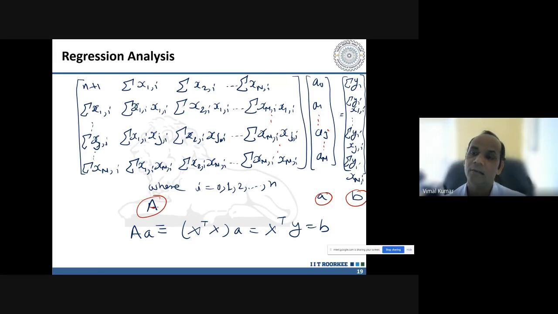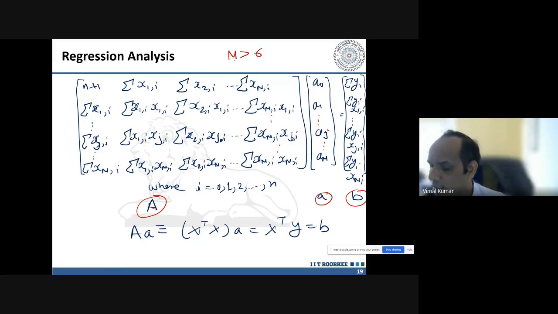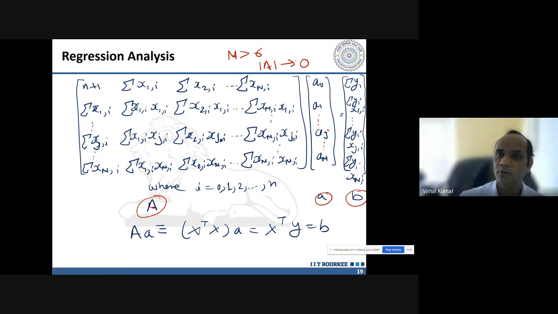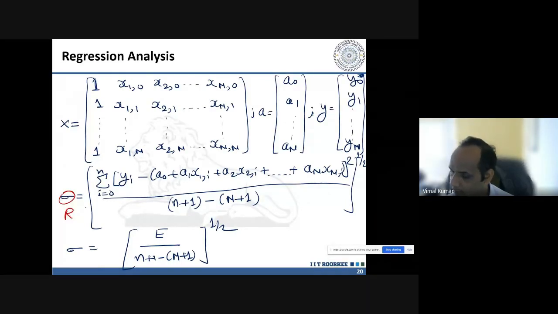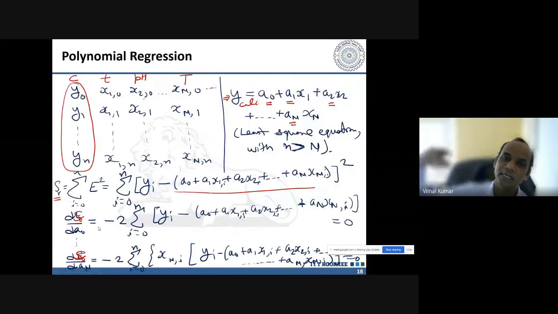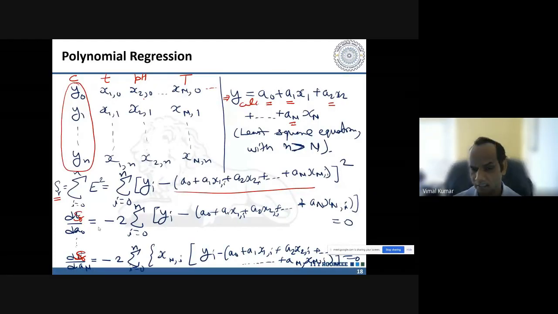But the problem here, as I told you in the beginning, is that if my n is more than 6, the determinant of A will tend to 0. So I should not use this method for more than six independent variables. In this scenario I can solve that equation. Then again I calculate the r value for these data points where I have n independent variables. This is one scenario.